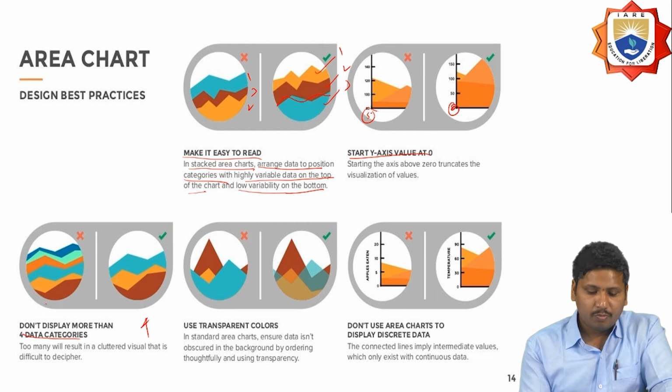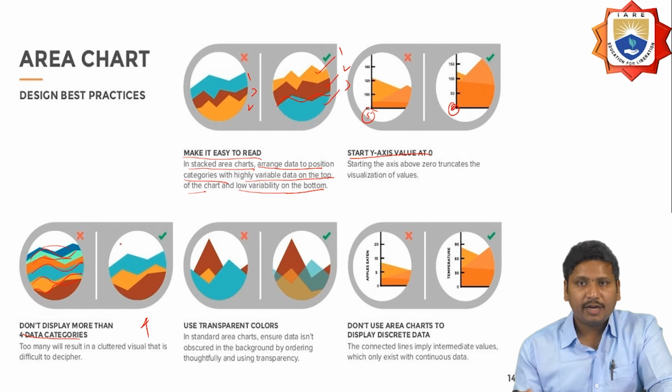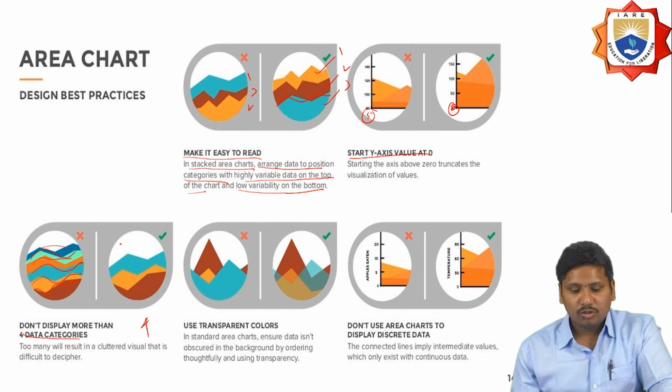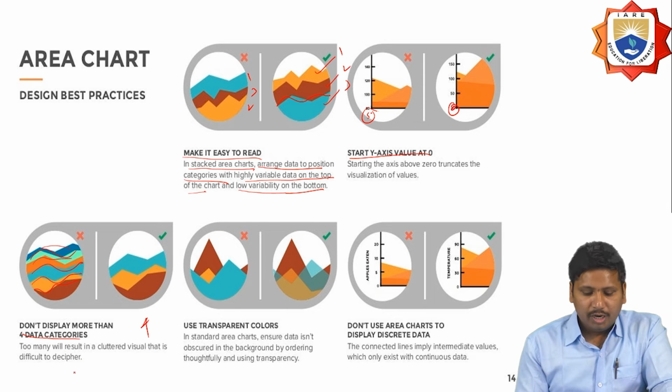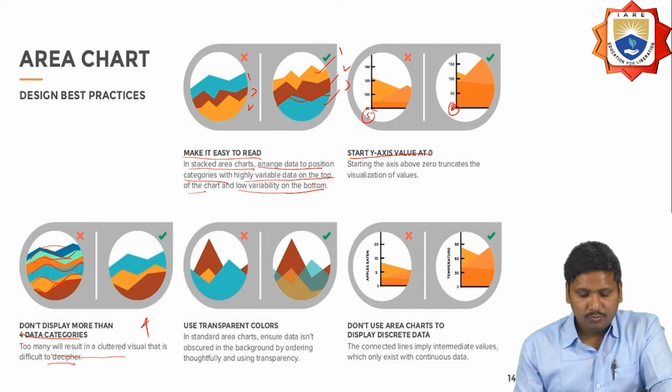If I take more than that in an area chart, it should not be clearly predictable, and it looks clumsy like this. Too many areas will result in a cluttered visual that is difficult to decipher.